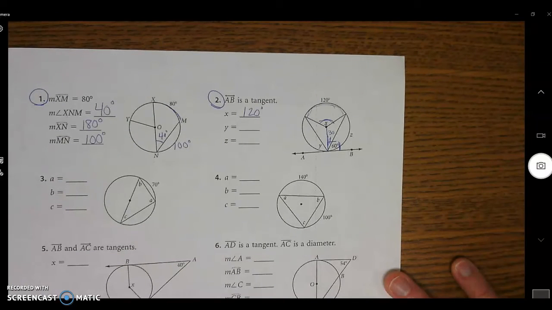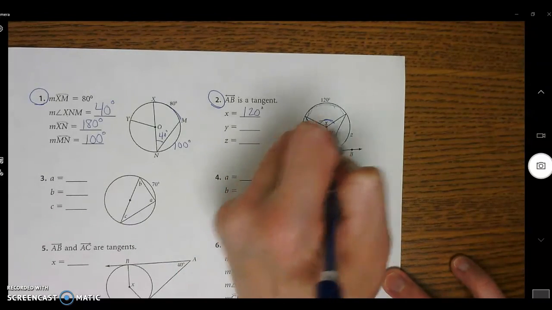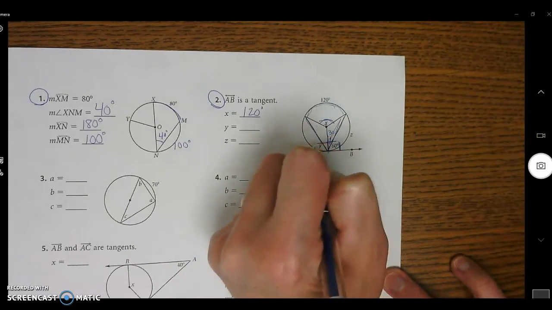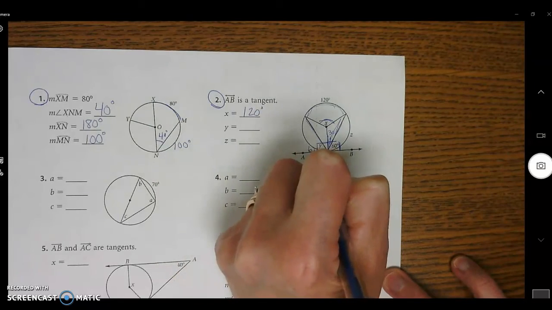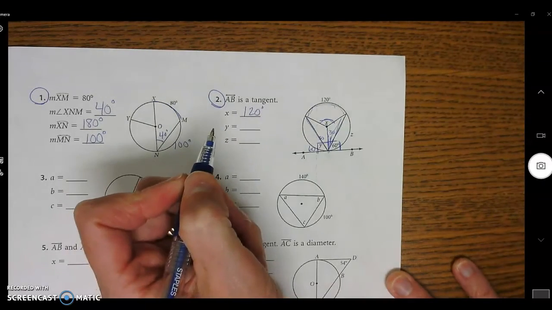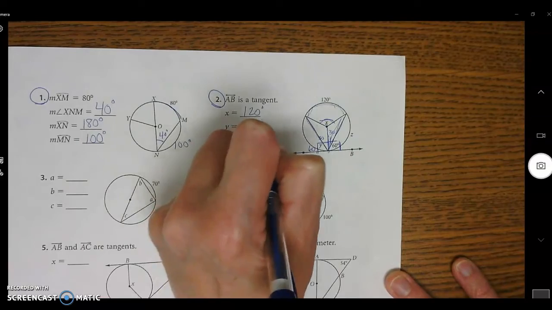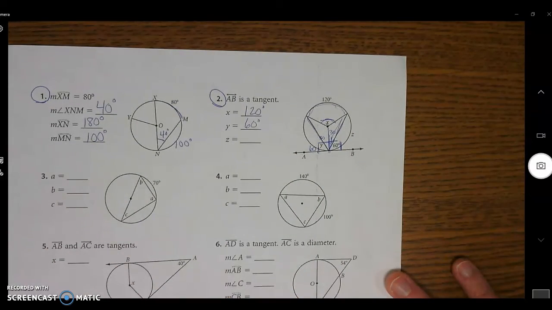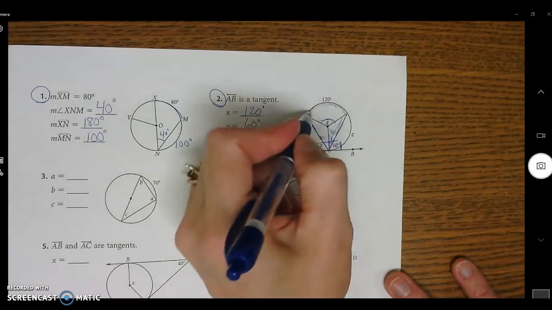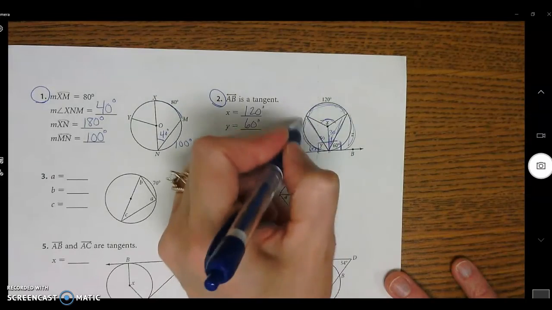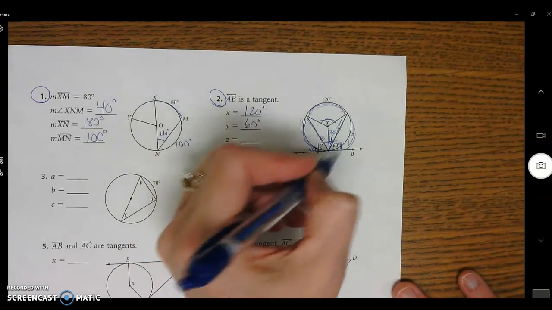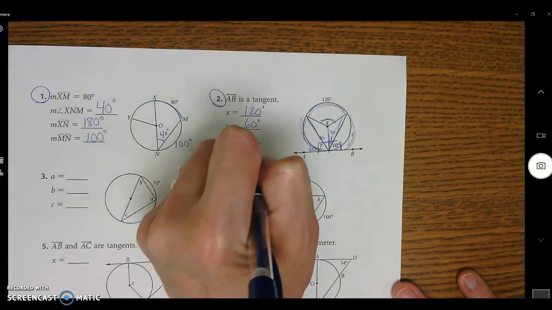Letter Y is, so we got the same thing going on here. So this goes like this. It's like a mirror of itself. So here's 60 there and 30 there. So letter Y is 60. And letter Z, well, I have 3 of these. So 360 broken into thirds, that's another 120.